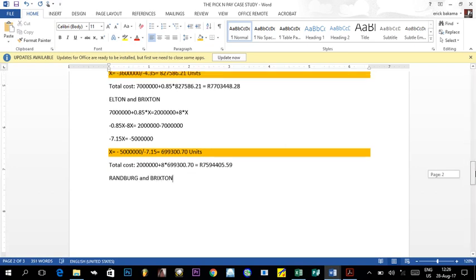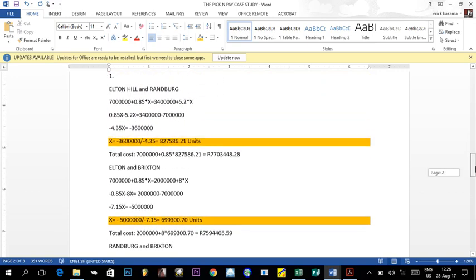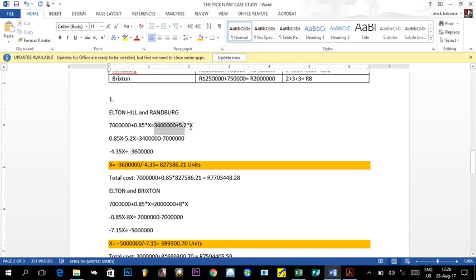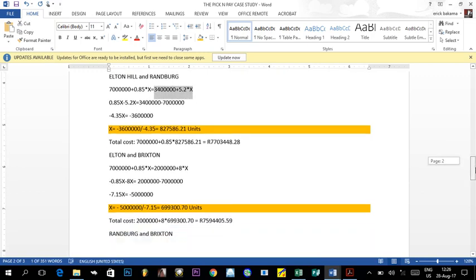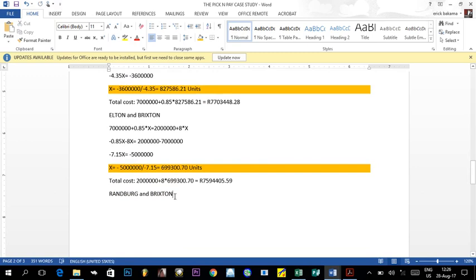Now, what is our equation of Randburg? The equation of Randburg, we already found it in the first part, which is this. And then this equation must be equal to the equation of Brixton that we took here with 2 million. This equation will give us 5.2x minus 8x, which will be equal to 2 million minus 3.4 million. It's 3.4 million here, which is 3,400,000.